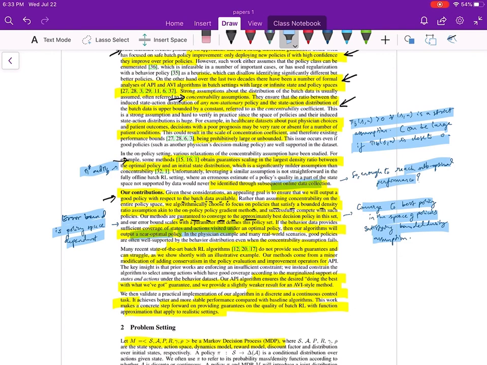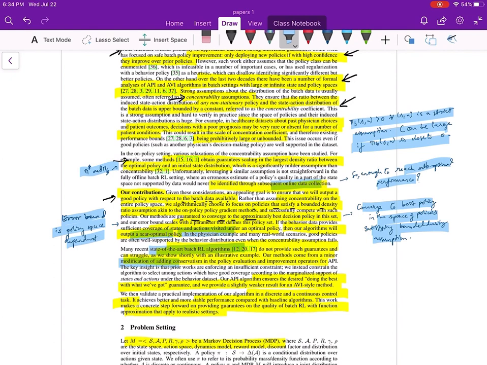Many recent state-of-the-art batch algorithms do not provide such guarantees. They are talking about BCQ and BEAR, to remind. Our methods come from a minor modification of adding conservatism. This is adding a constraint kind of term in your Bellman operators.